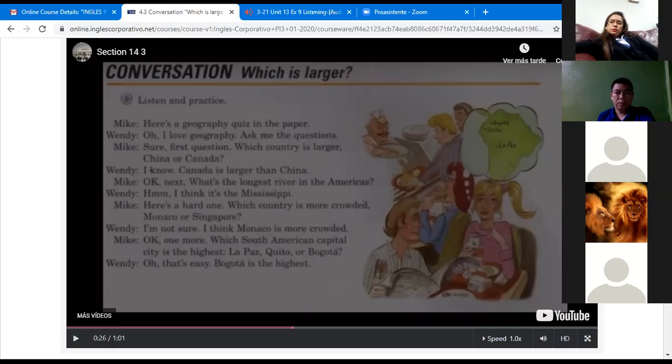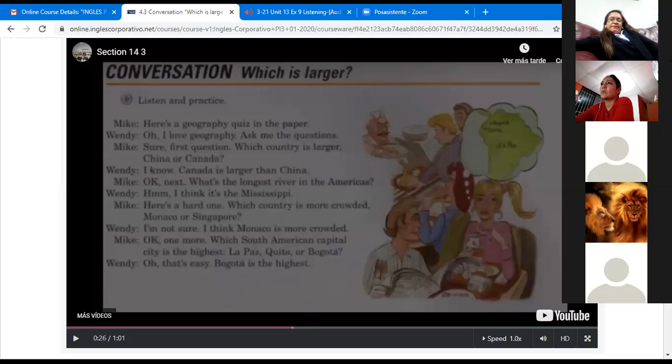Okay, for example, San Salvador is larger than Sonsonate, maybe. Right? San Miguel is larger than San Salvador. Right? Okay. For example, Argentina is larger than Bolivia. Metro Centro Lourdes is smaller than Metro Centro San Salvador. Exactly, that's correct. Okay, so this is how you can compare, right?